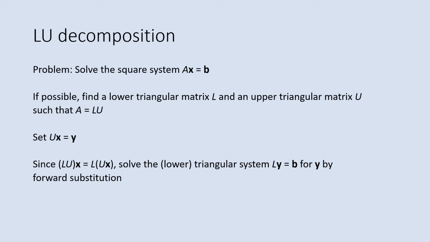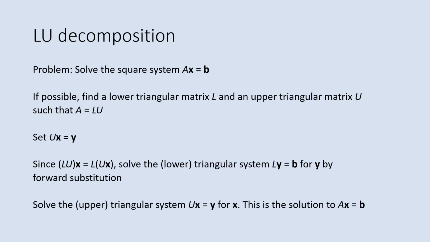We know L, we know B, and so we can solve for Y. L is lower triangular, and so we can solve for Y using forward substitution. Once we know Y, then we can return to the matrix vector equation U times X equals Y. We know U, now we know Y, and we can use back substitution to solve for X. And the X then that we get at that point is the solution to the system A times X equals B.